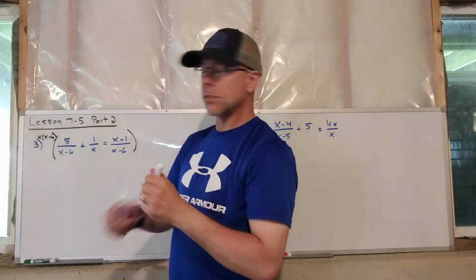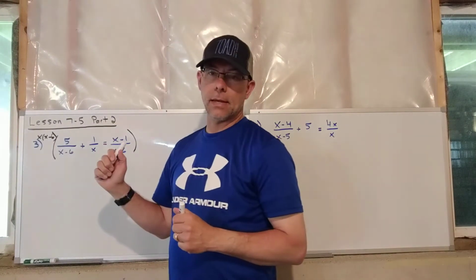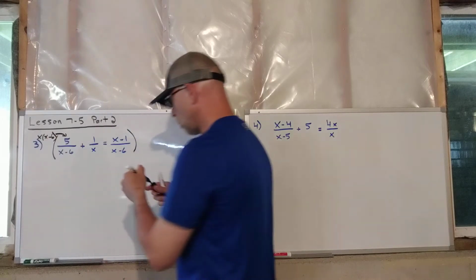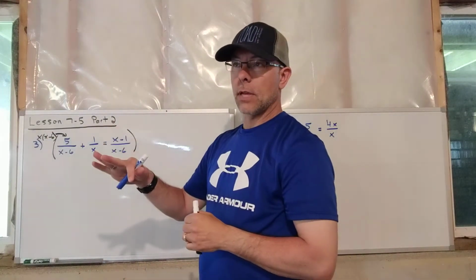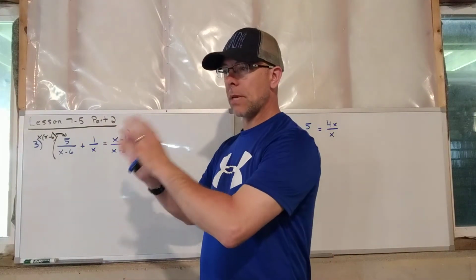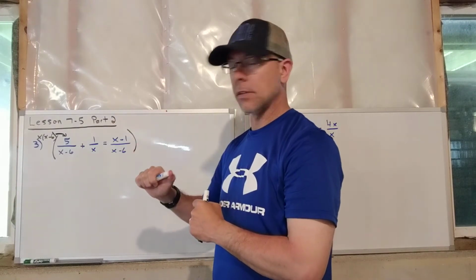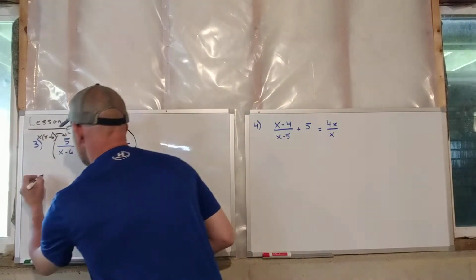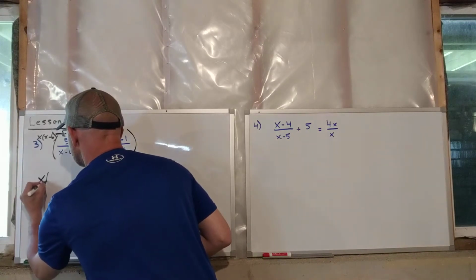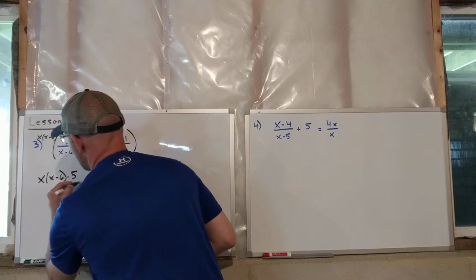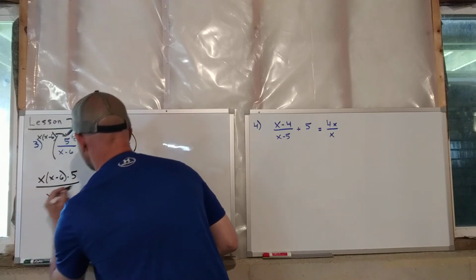Okay, so there's the x times x minus 6. We're going to distribute this here. Remember, we don't multiply together yet because we need things in pieces so we can see what reduces to make this solving as easy as possible on us. So this will be x times x minus 6 times 5 all over x minus 6.